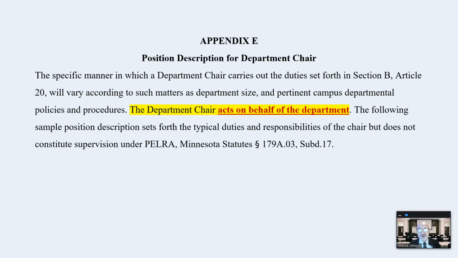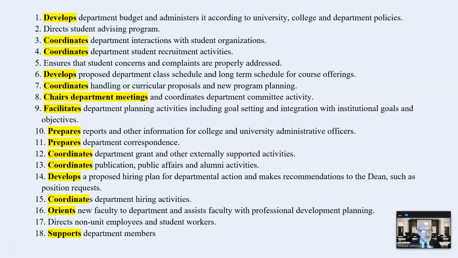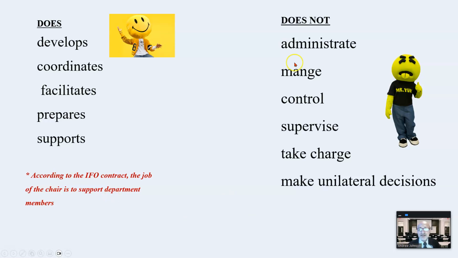Let's look at the action words. Develops, coordinates, facilitates, orients, supports. Appendix E, take a look at that. This is what a chair does. It does not administrate, manage, control, supervise, take charge, or make unilateral decisions. Chairs don't do that. I'll say this for the 87th time. It is a representative position, not an administrative position.